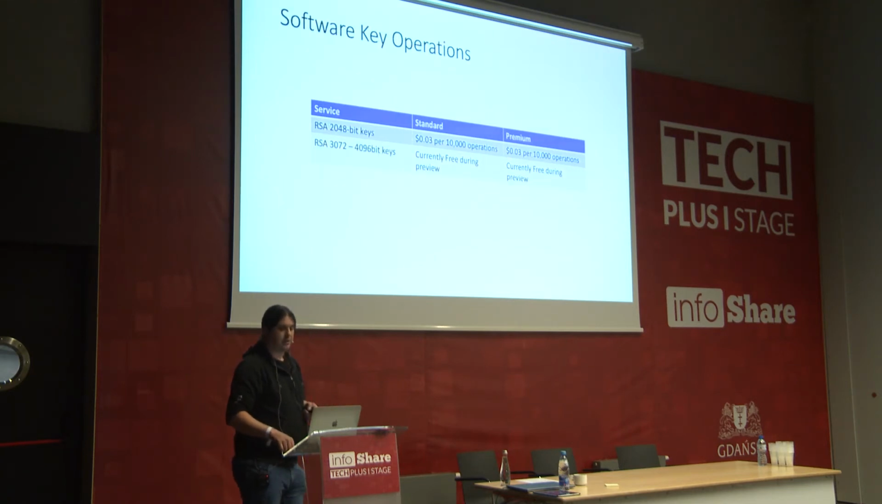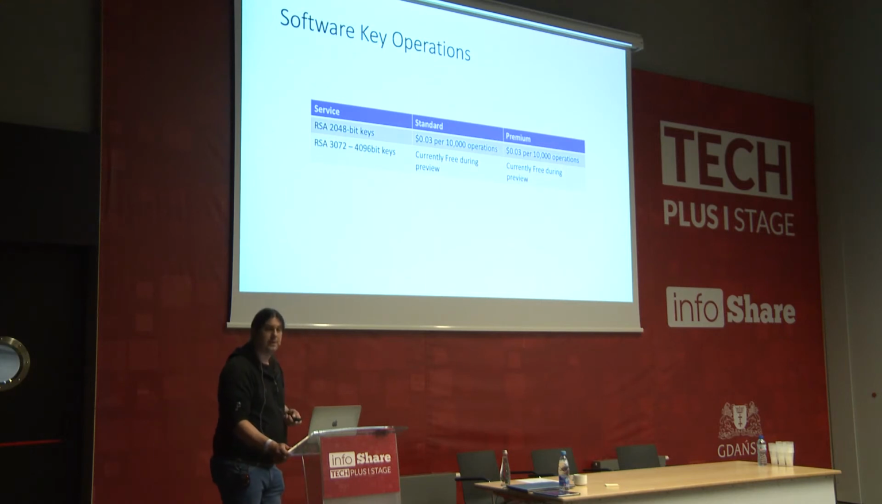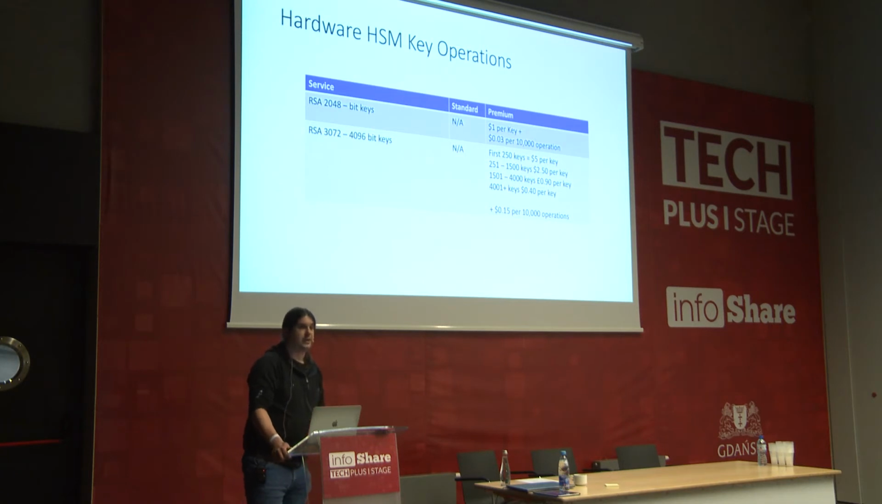For software key operations, by default, you get RSA 2048-bit keys. And again, that costs you 3 cents per 10,000 operations. But currently, they've got on trial at the moment 3072 and 4096-bit keys. Currently, these are free while it's in preview, so I'm not actually sure what the final cost for those will be.